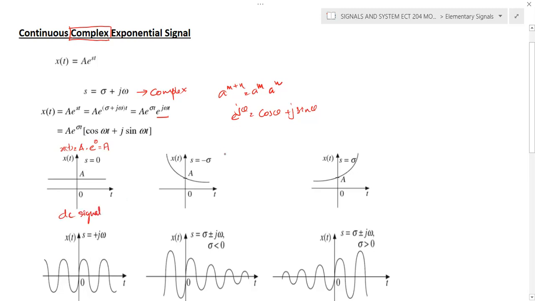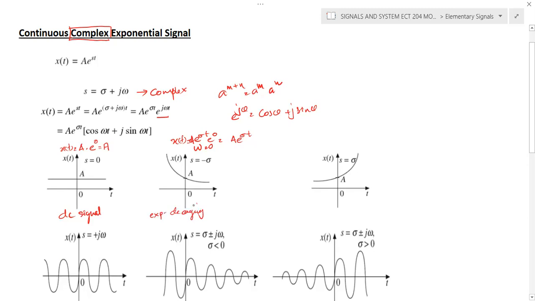Now we can consider another case where the omega value is equal to 0. If omega is equal to 0, the equation becomes x of t equal to a e raised to sigma t into e raised to 0, which is simply your real-time exponential signal. We already discussed that exponential signal. If sigma is less than 0, that is sigma is negative, you'll get a decaying exponential signal.